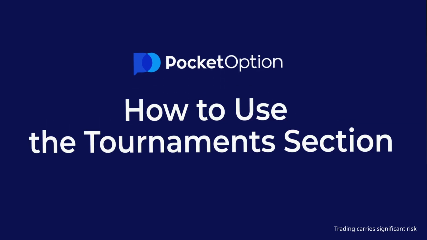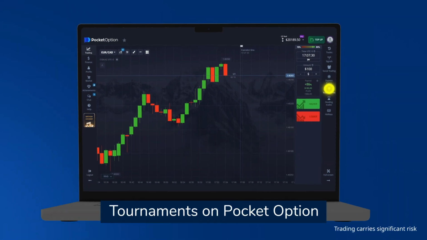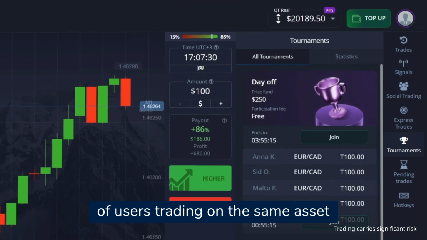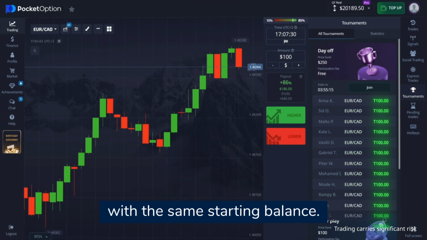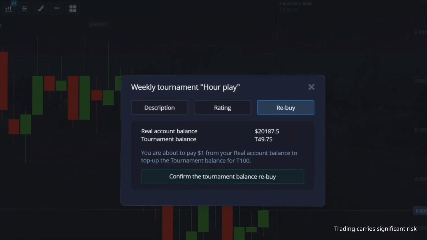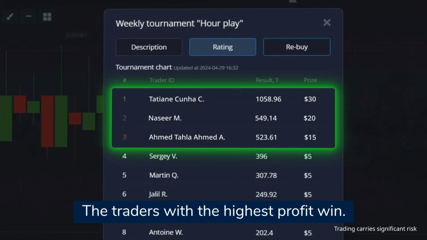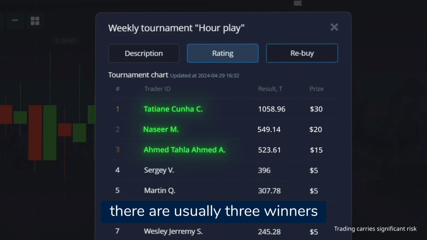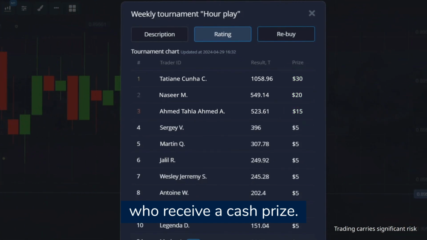How to use the tournaments section. Tournaments on Pocket Option are held among a closed group of users trading on the same asset with the same starting balance. The traders with the highest profit win. Depending on the tournament settings, there are usually 3 winners who receive a cash prize.